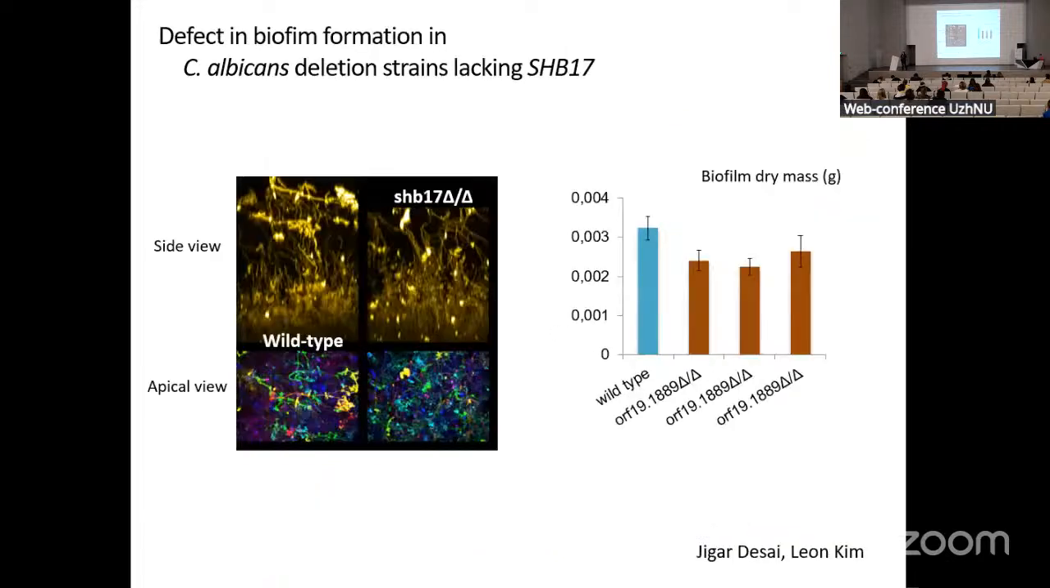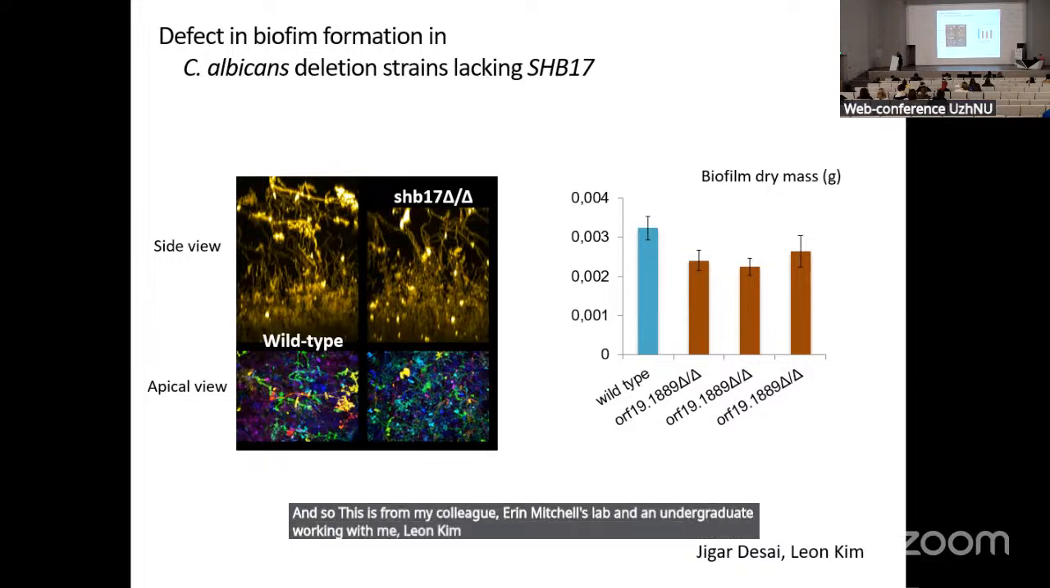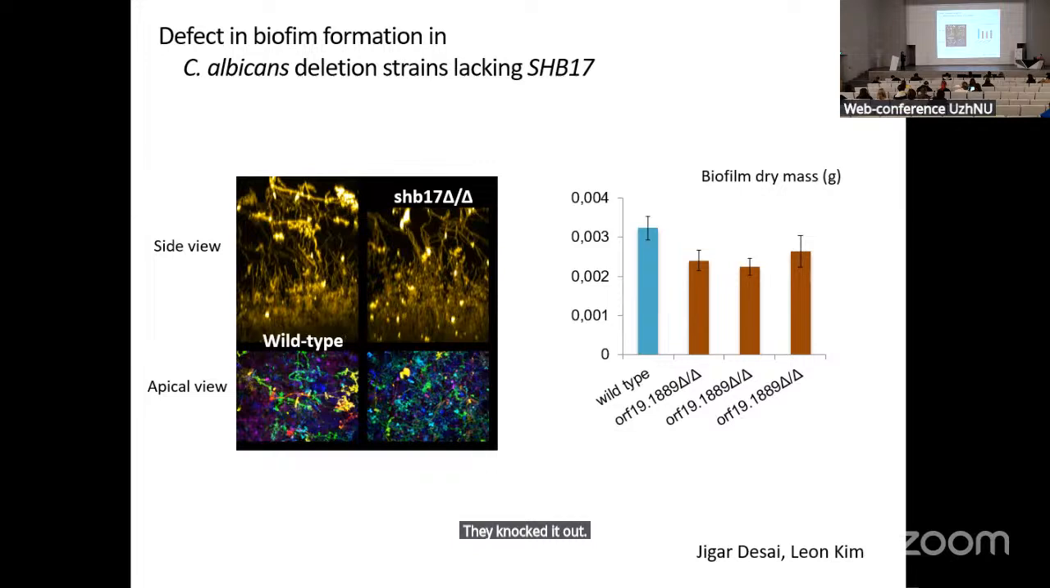And so this is from my colleague Aaron Mitchell's lab, and an undergraduate working with me, Leon Kim, and a graduate student of Aaron's, Jigar Desai. The thing about knocking out genes in Candida albicans is that it's got two copies of every chromosome, so it has to be a double knockout in order to actually see the effect. They knocked it out, and they looked at biofilm dry weight. So you're seeing the wild type biofilm versus the deletion strain biofilm.